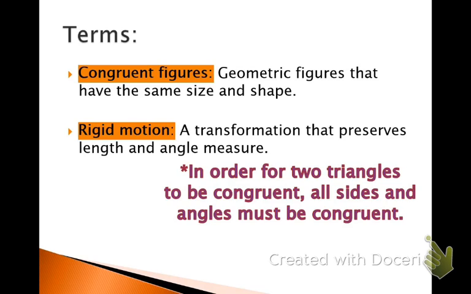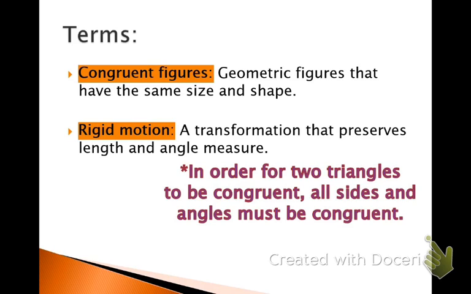Before we do, you're going to take out your highlighter. You're going to fill in the blanks and highlight this statement. In order for 2 triangles to be congruent, all sides and angles must be congruent. And then I would highlight that whole sentence, because that is crucial to what we're learning.